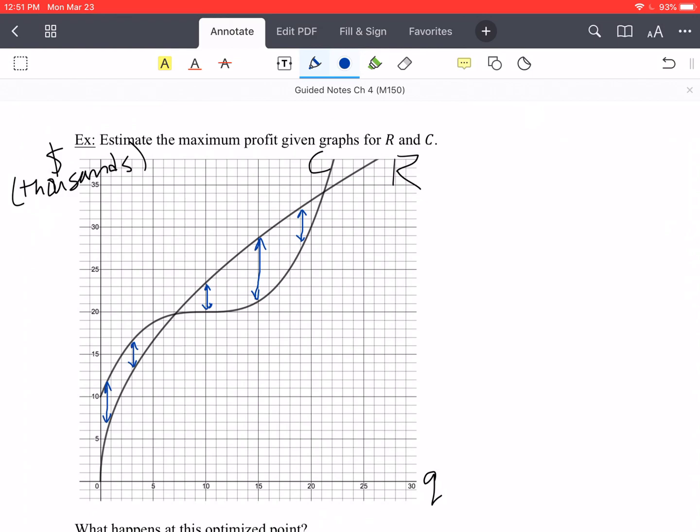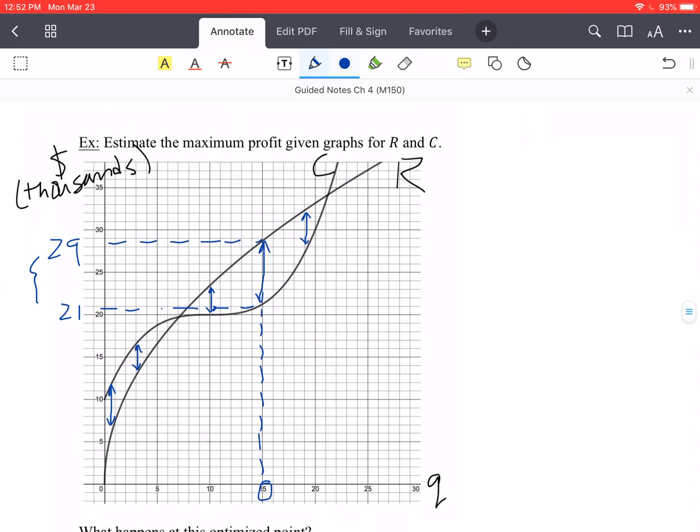So when we're trying to identify where this maximum profit occurs, I would say it occurs at this value right here. Looks like about 15. Okay, and that difference, these are all just going to be rough estimates. Looks like we're going from about 21 up to 29, roughly. Okay, so this is a difference of 8,000.